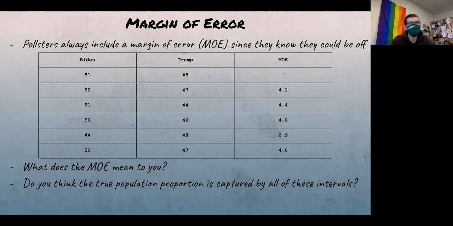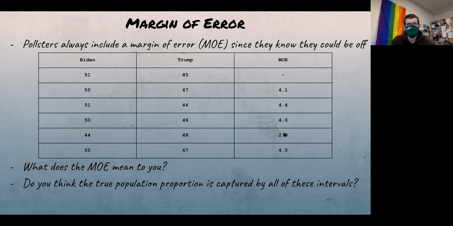Those of you who paid attention to the election? It was in that range. So in fact, we could look it up, but do you think every single poll included the true population parameter? No, it's unlikely that all of them captured it. So if we look down, here's this one right here, 44 to 48 for Biden and Trump.